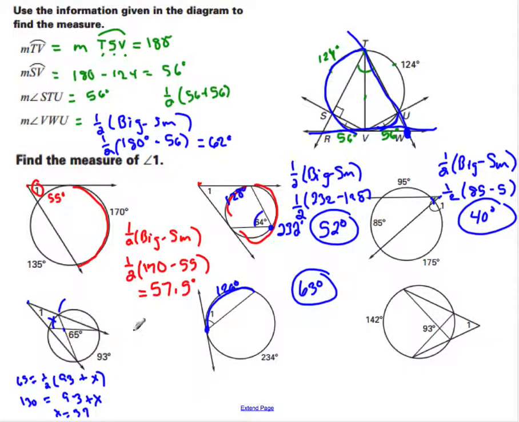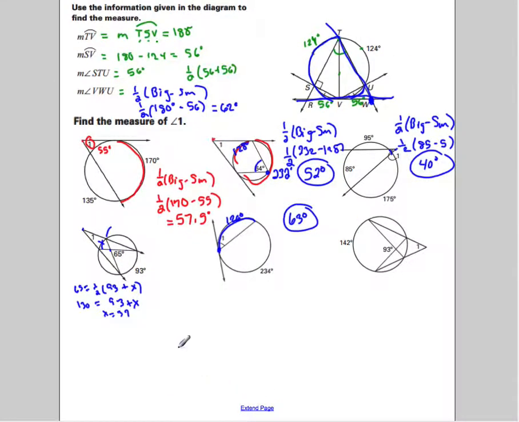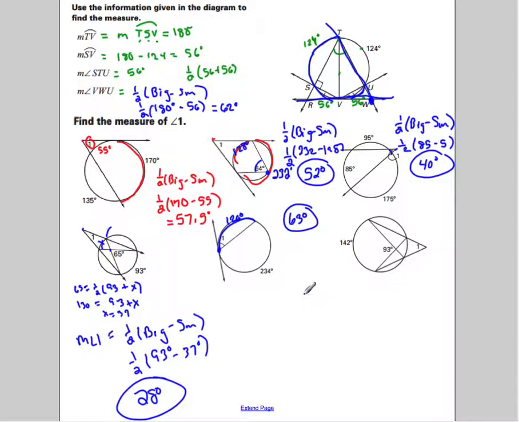That's how big this arc is right here. I'm going to get a little bit more room. So then to find the measure of angle 1, that's going to equal 1/2 the big minus the small. Well, now I know the big arc is 93 degrees. My small arc is 37. Take 93 minus 37, I get 56. Half of 56 is 28 degrees.